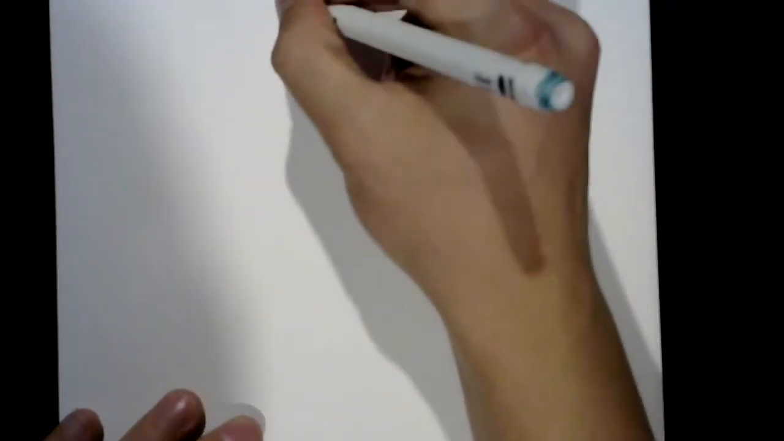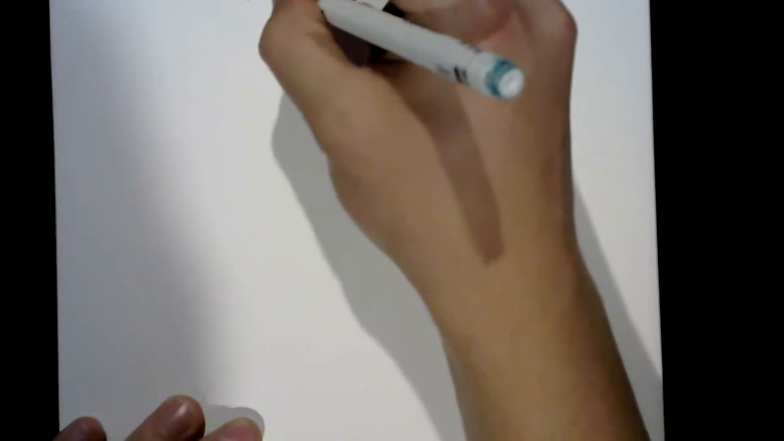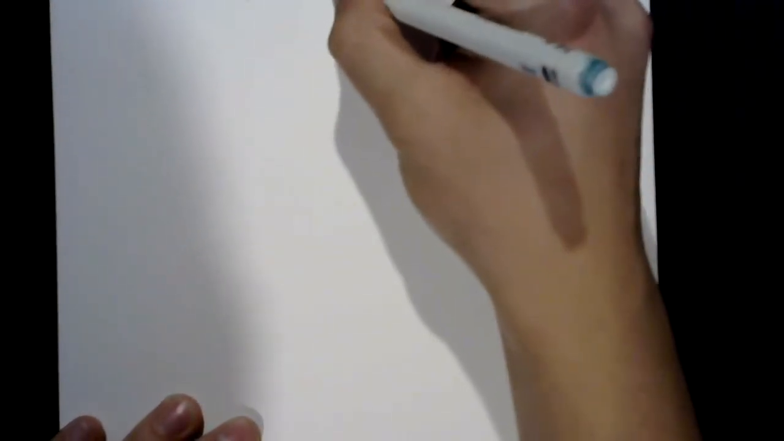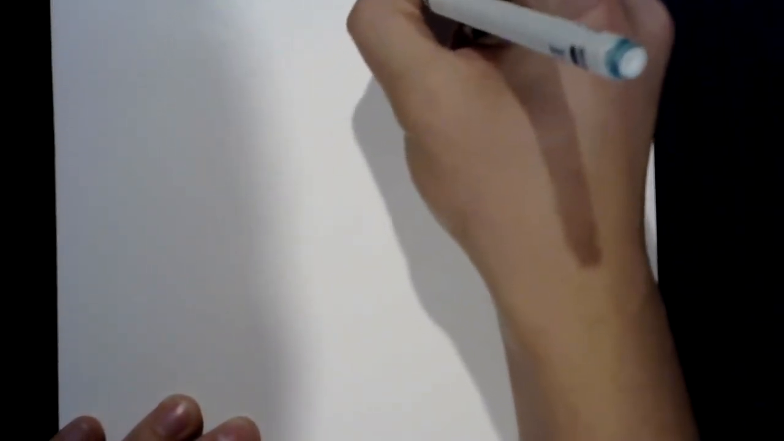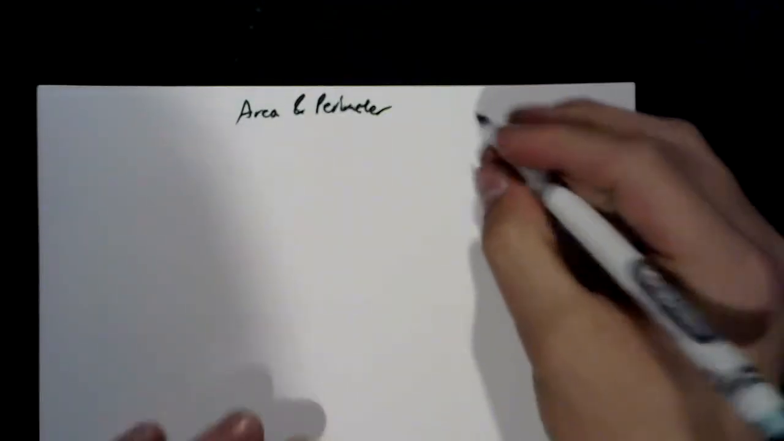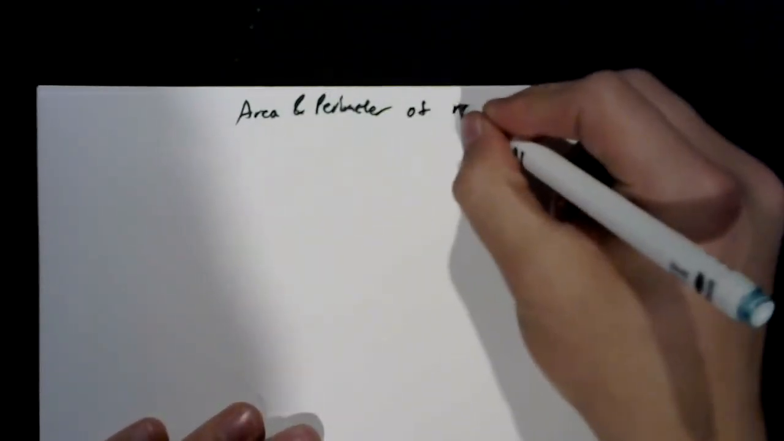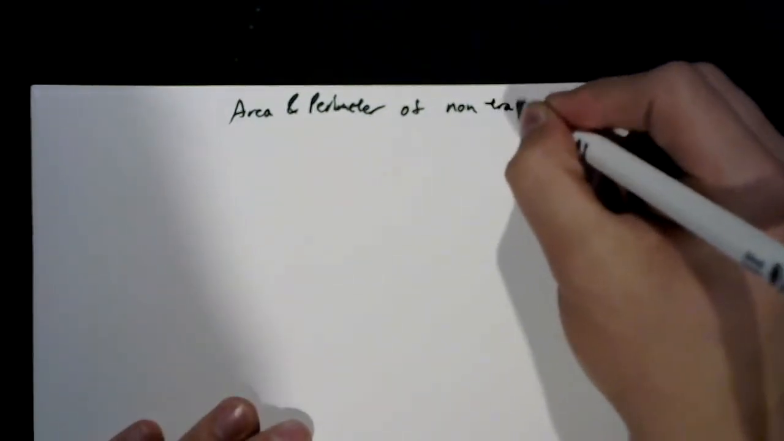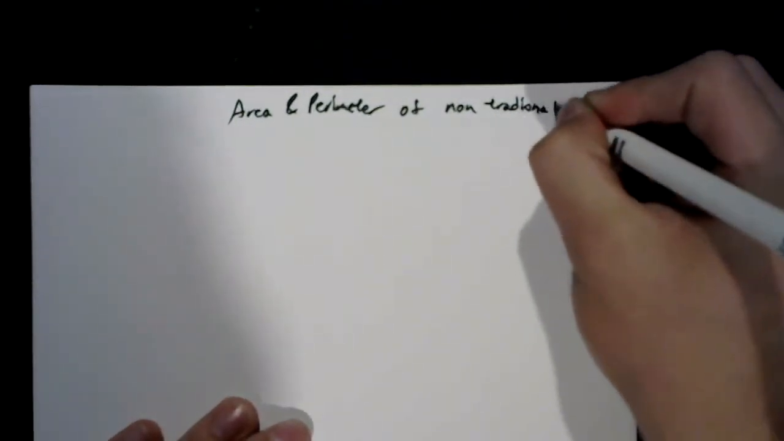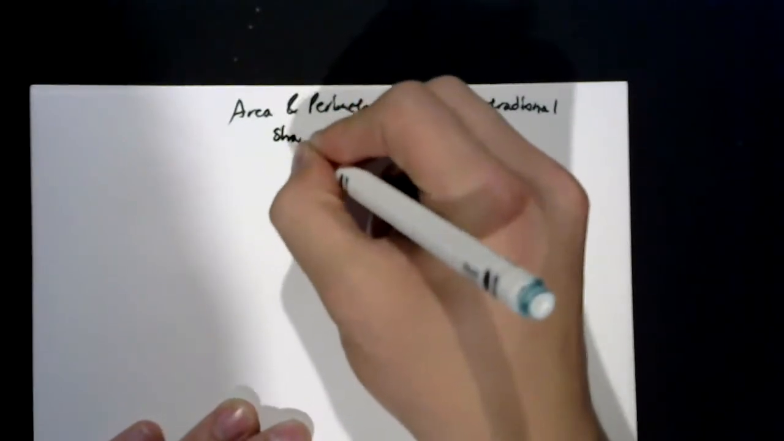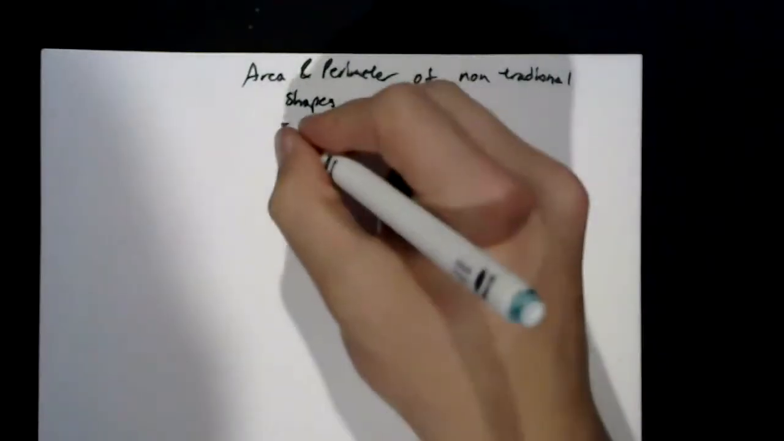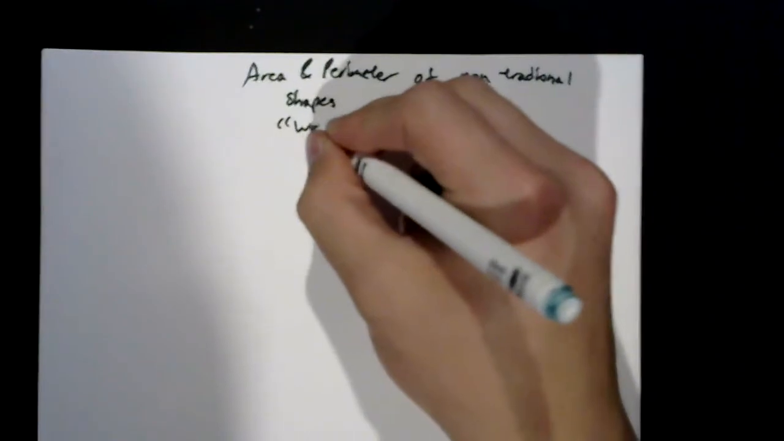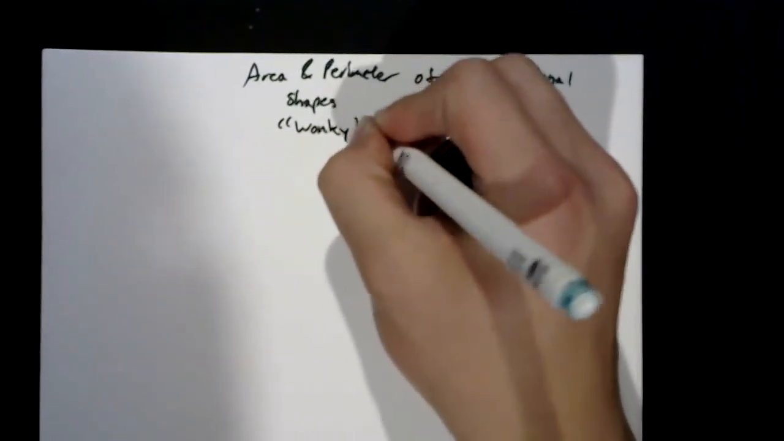Welcome to today's video. Today we'll be covering area and perimeter of non-traditional shapes, as I would like to call them, or I call them wonky. Weird, wonky, however you like it.